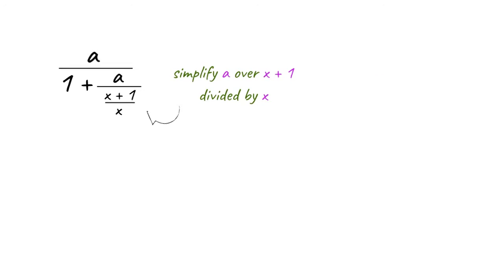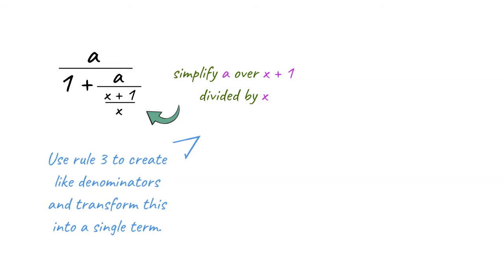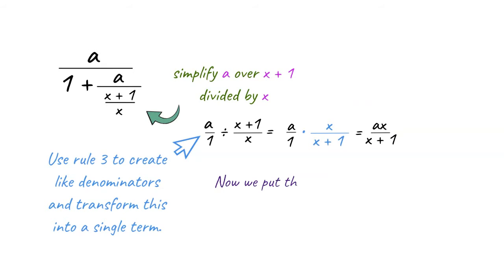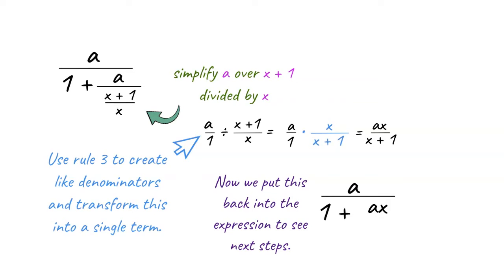Again, we simplify the most internal denominator. This time we use keep it, change it, flip it to create a common denominator of 1. We put this back into the expression to see the next steps.